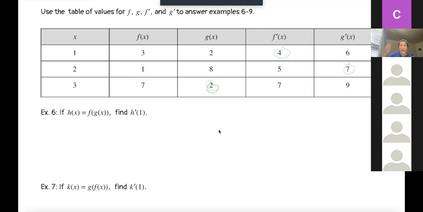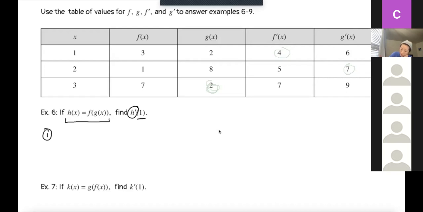Okay, all right, so now let's take a look at question 6. Question 6 says that I have h of x equals f of g of x, and we want to find the derivative of h at the point 1. So the first thing we should do is find the general derivative. Don't plug in numbers yet. Your last step will be going to the table and finding the numbers and plugging them in.